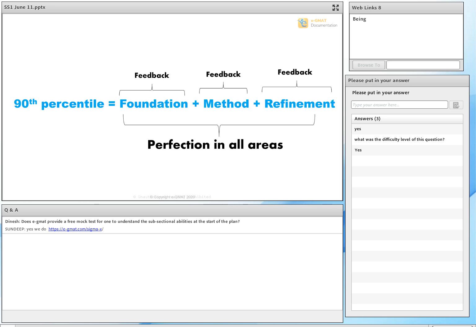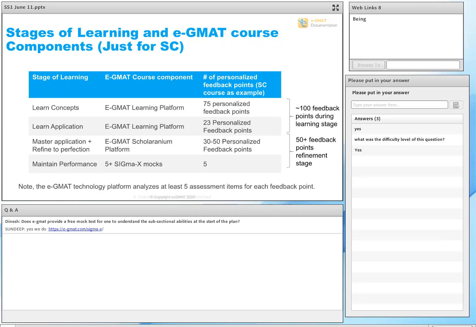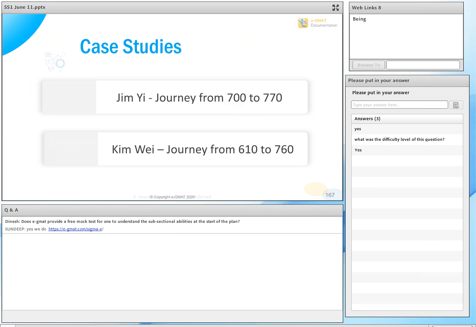Feedback. Let's see how this feedback leads to perfection in all areas. We're going to talk about why we have these many points of feedback here.